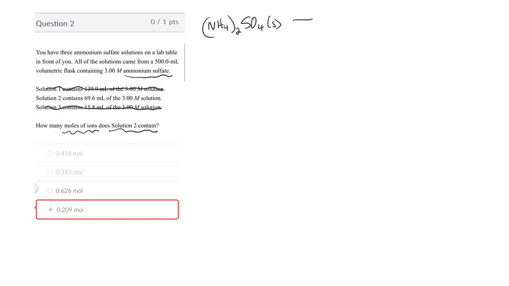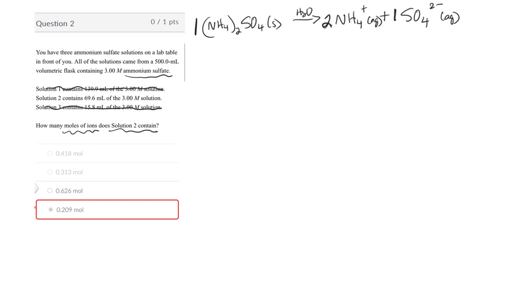And if you dump it in water, it'll dissolve into ammonium ions or dissociate into ammonium ions and sulfate ions. They'll be aqueous, I think, off the chart. And then to balance it, I think I need a 2 there. So one of these will produce 2 of these and 1 of those.